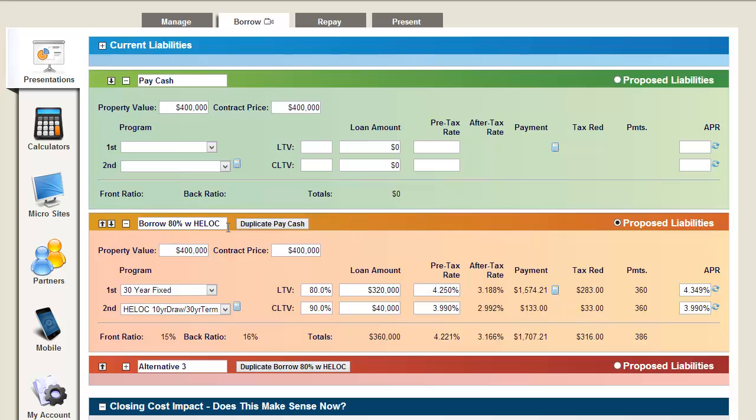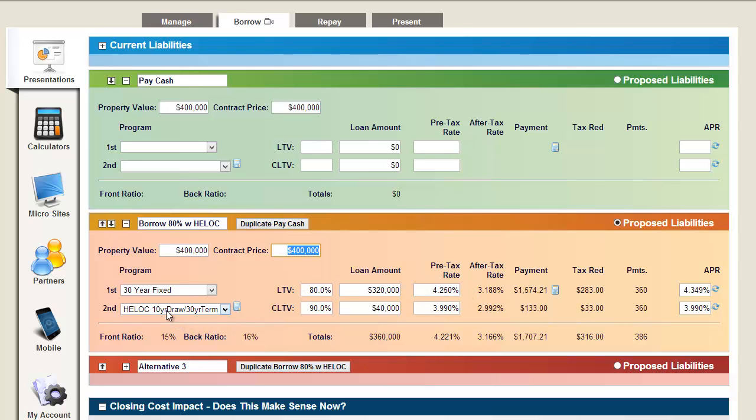My alternative is to borrow 80% with a HELOC. So this particular financial institution, you'll notice I've got a $400,000 property value and a $400,000 contract price. The client was interested in keeping this forever, paying it off, leaving it to their kids. This is a 30-year fixed at 80%, which is what they would lend on a second home. That gives us a loan amount of $320,000. They wanted to use a 4 1/4 30-year fix. That was the rate at that particular time.